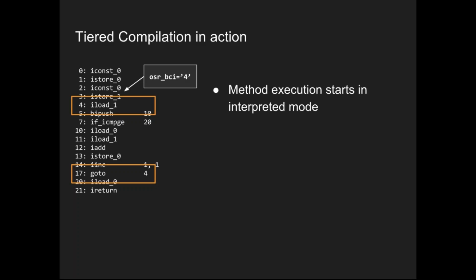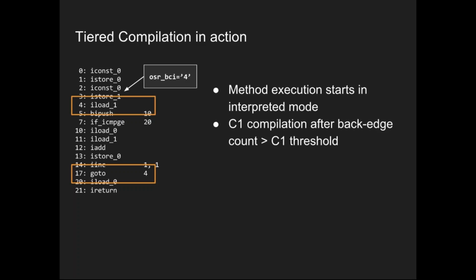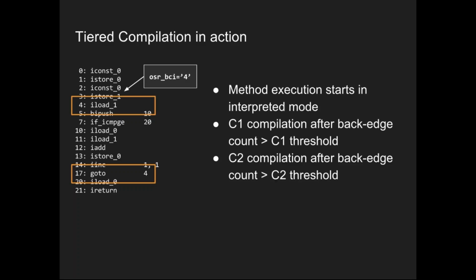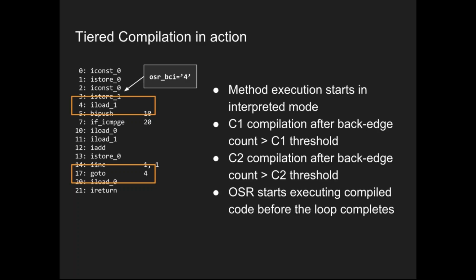So our method execution starts in interpreted mode. After our back edge count or the invocation count goes over the C1 threshold, we get C1 compiled. C2 compilation happens after we go over the C2 threshold, and then OSR starts executing the compiled code before the loop body even terminates. So that gets us to kind of the maximum performance as fast as it can.